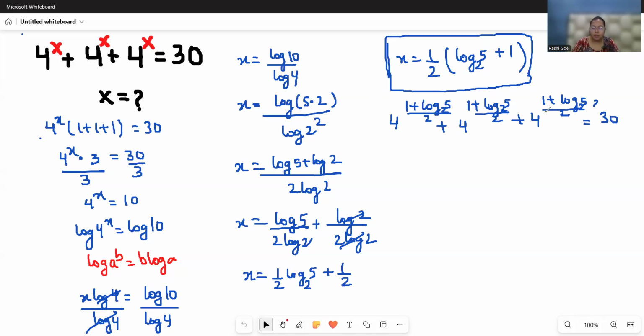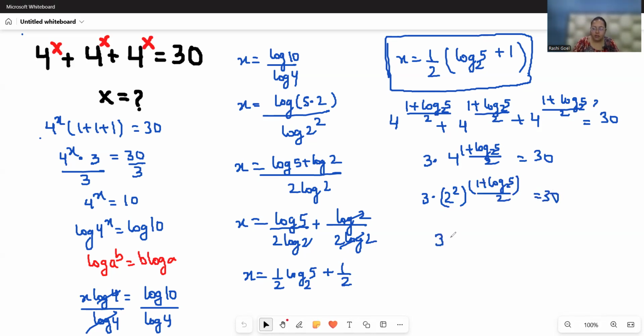So a plus a plus a equal 3a. So we can write it as 3 times 4 power 1 plus log 5 with base 2 by 2 equal 30. So 4 I can write it as 2 square, and this is 1 plus log 5 with base 2 by 2 equal 30. So 3 times this power 2 cancels out the denominator. So 3 times 2 power 1 plus log 5 with base 2 equal 30.